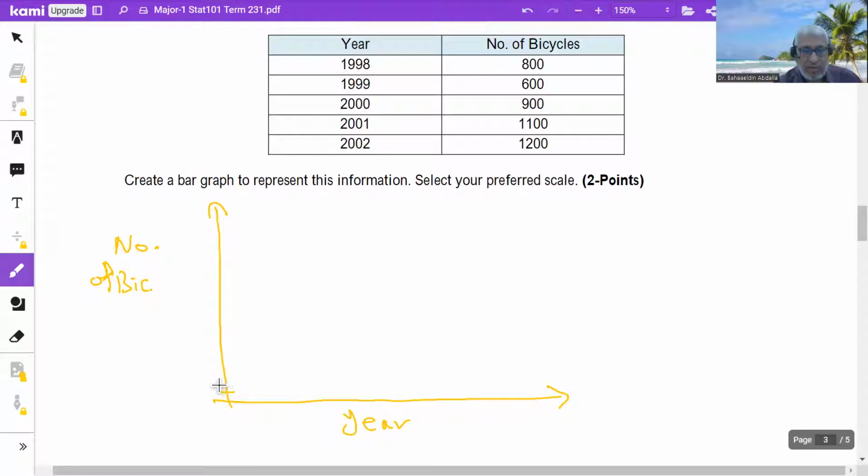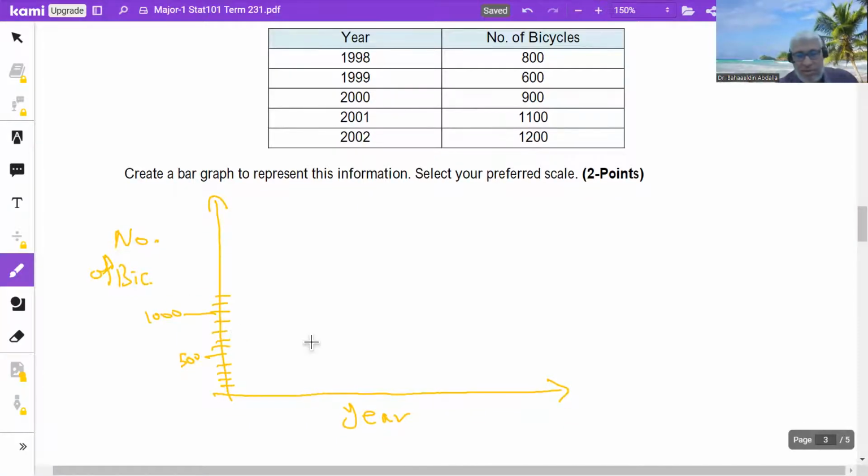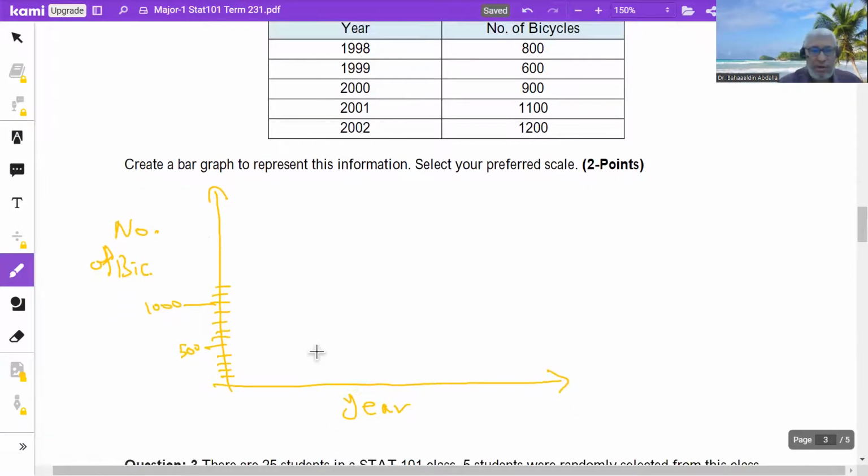I can do like this. So this is 100 by 100. That's my 100, but my 100 is small. So this is 1,000 and this is 1,200. So these are the number of bicycles. You can make it a bit larger, larger than this. It's no problem. Well, the first, let us put the years.